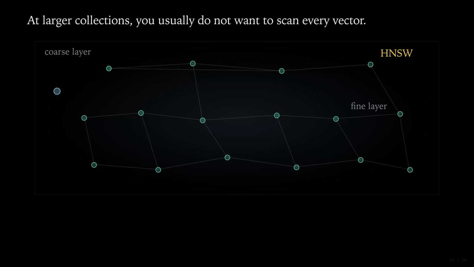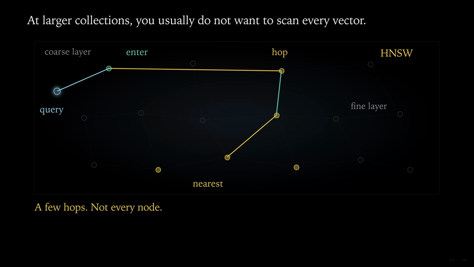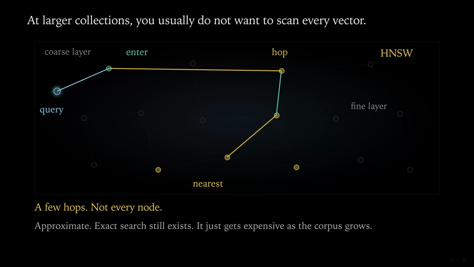At larger collections, you usually do not want to scan every vector on every query. A vector store keeps an index, usually something like HNSW. Search walks a few graph hops and comes back with approximate nearest neighbors in milliseconds. Approximate is the honest word. You trade a little recall for speed, and at a few million chunks that trade is the whole product. Exact search still exists. It just gets expensive as the corpus grows.